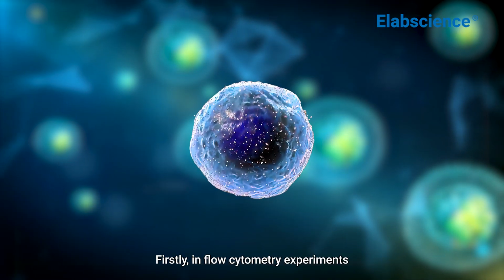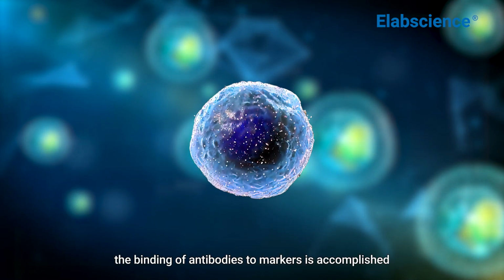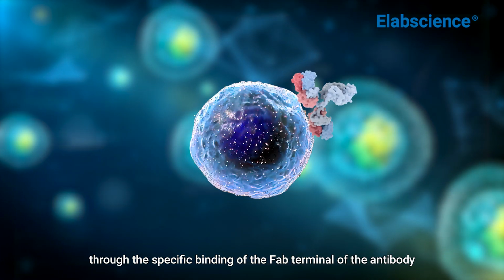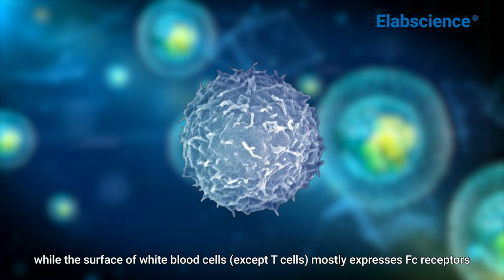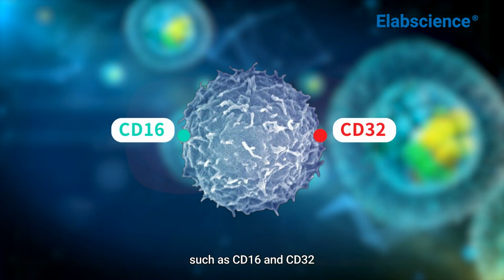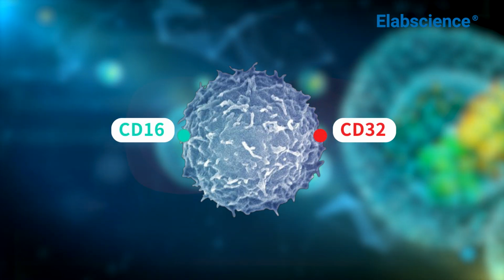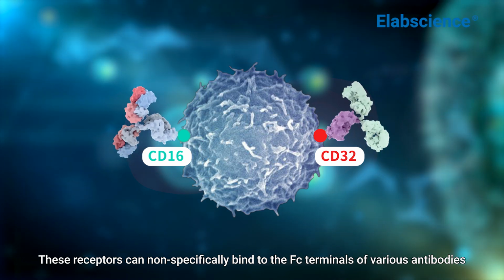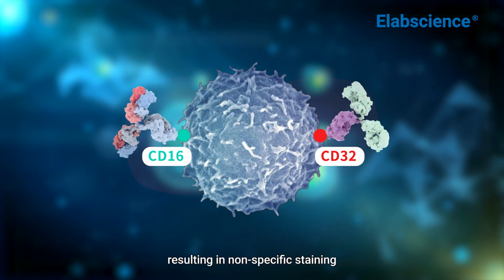Firstly, in flow cytometry experiments, the binding of antibodies to markers is accomplished through the specific binding of the Fab terminal of the antibody, while the surface of white blood cells except T cells mostly expresses Fc receptors such as CD16 and CD32. These receptors can non-specifically bind to the Fc terminals of various antibodies, resulting in non-specific staining.